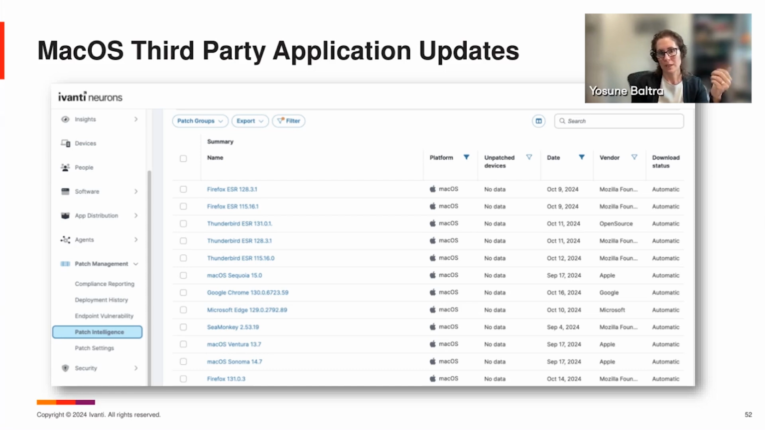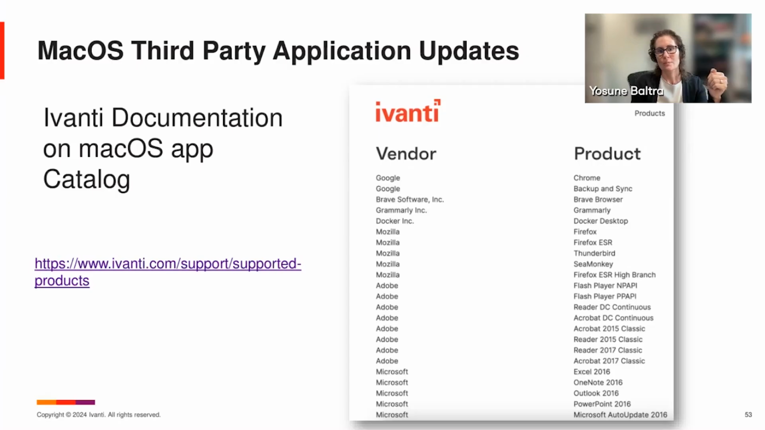And also you can configure it according to your needs, right? So we manage a number of applications in our catalog for that. You can go to Ivanti documentation and you'll find all these catalog apps and exactly what is the breadth for macOS. If you have needs of other applications, please submit ideas and we'll work on getting them supported as well.